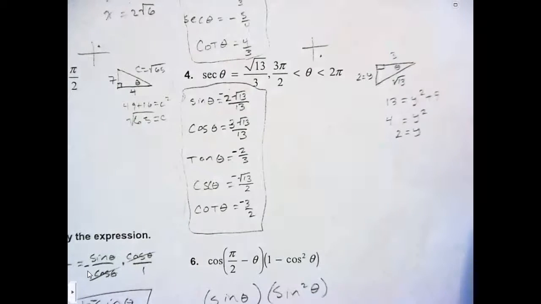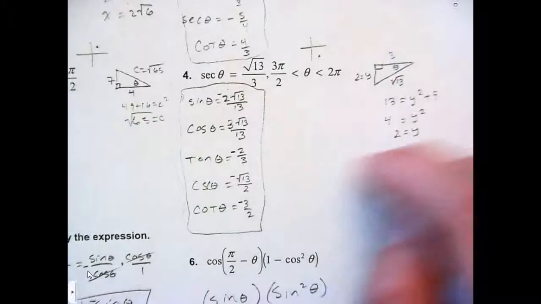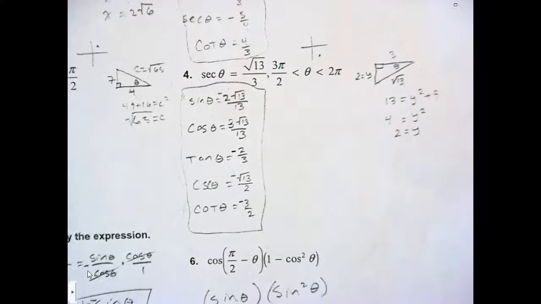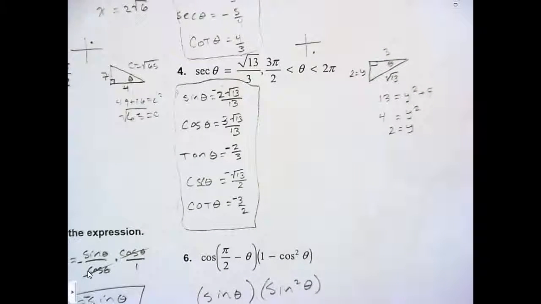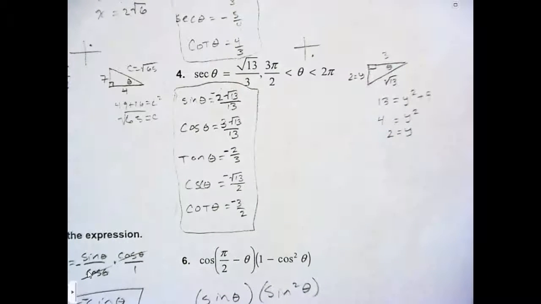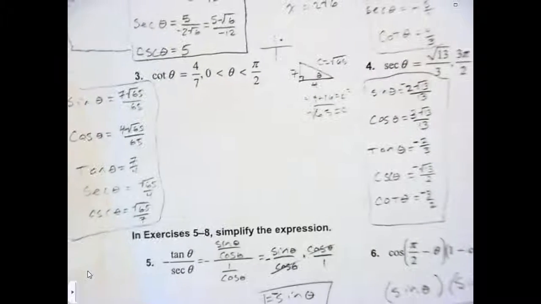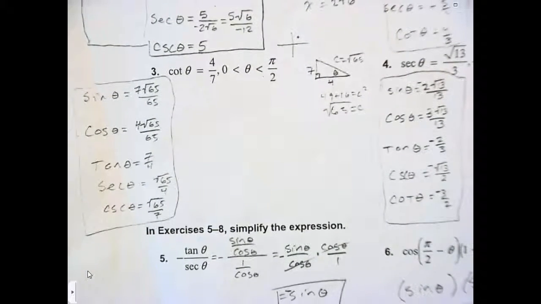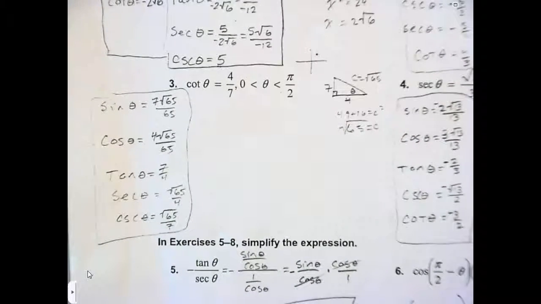Cosecant is negative root 13 over 2. It's the reciprocal of sine. And cotangent negative 3/2, reciprocal of tangent. Yes? It doesn't matter where you put the negative sign, correct, just as long as it's negative. Yeah. Okay, there's the answers for 3. Are there any questions on those 4 problems?